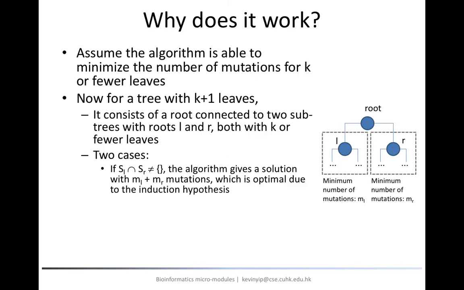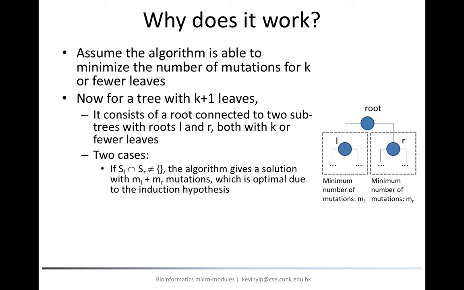Now, assume that Fitch's algorithm is optimal for any trees with k or fewer leaves. Then for a tree with k plus 1 leaves, the root has two children that we call L and R, each of which has no more than k leaves. Suppose also that if they were the roots, the optimal solutions would have ML and MR mutations respectively.